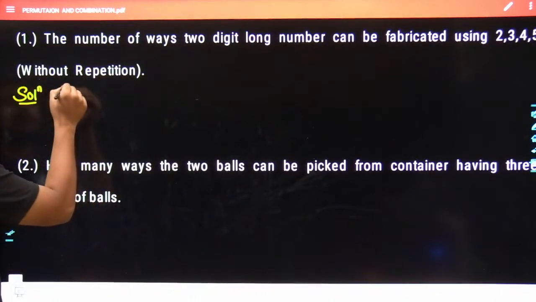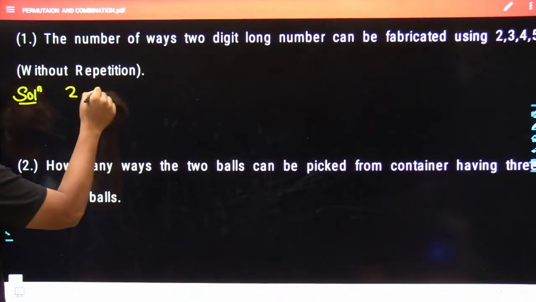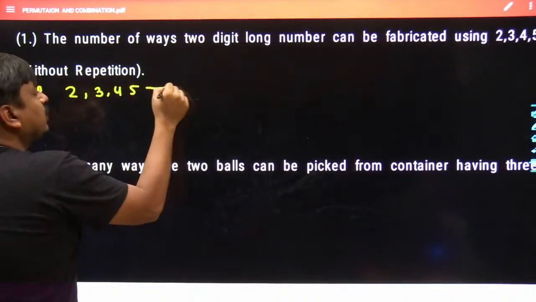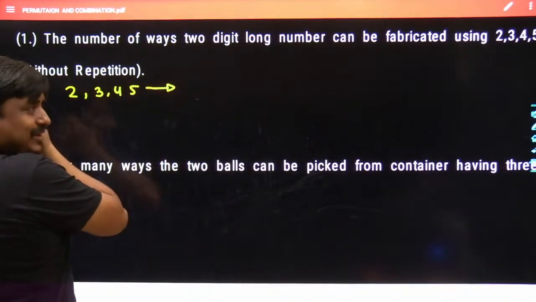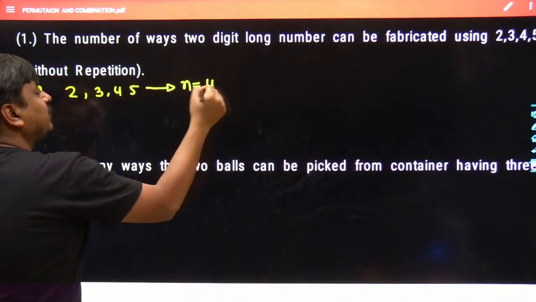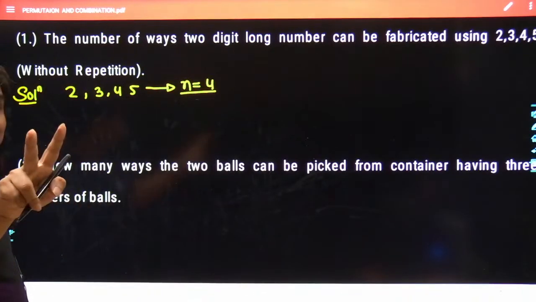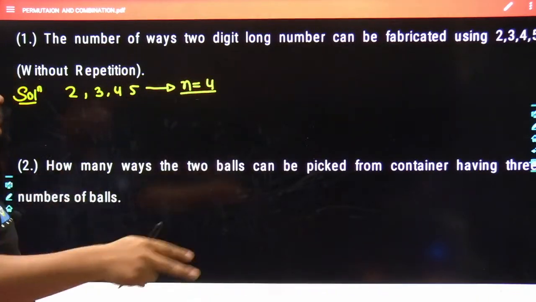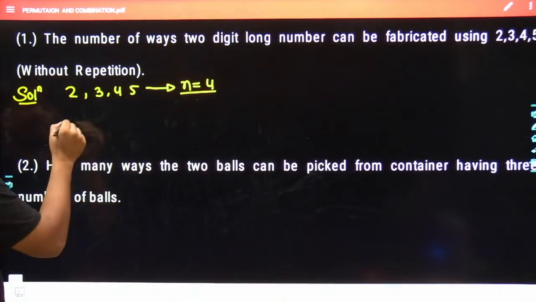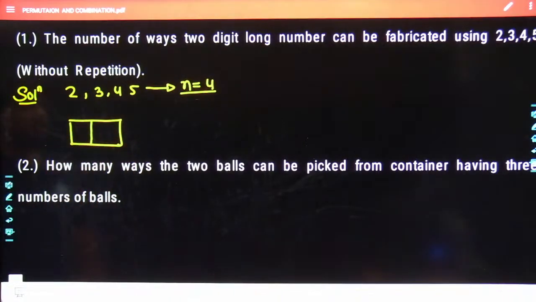We had 4 different digits: 2, 3, 4 and 5. How many items did we have? Although the items here are the digits, the number of items we had is 4. And out of 4 items, you are going to select only 2 items at once, because you are going to form a number which is 2 digits long. One thing is quite sure, you are going to frame a 2-digit number.